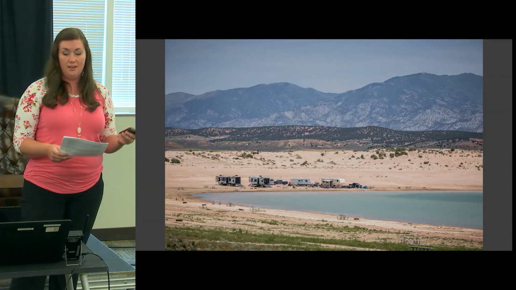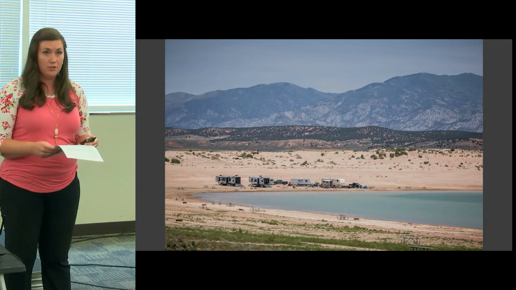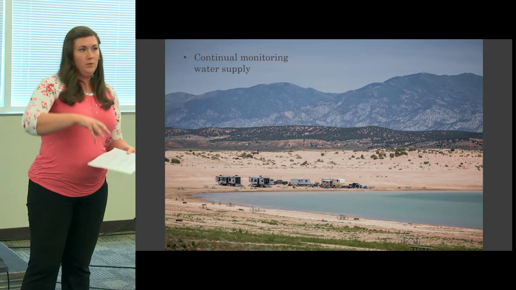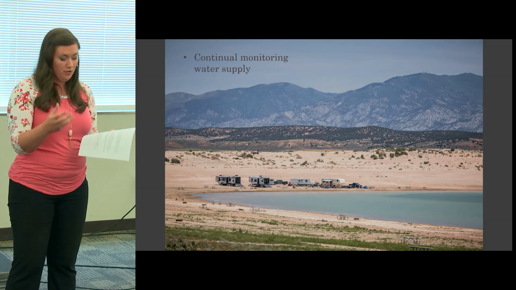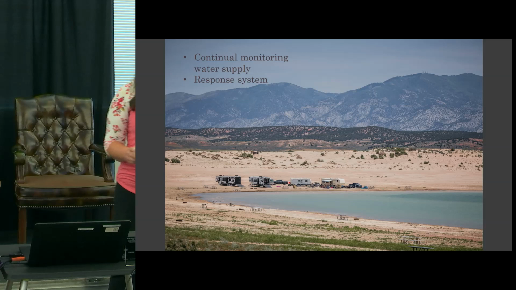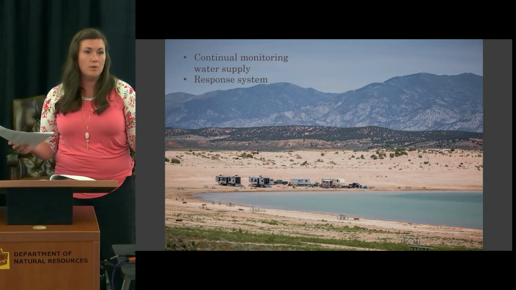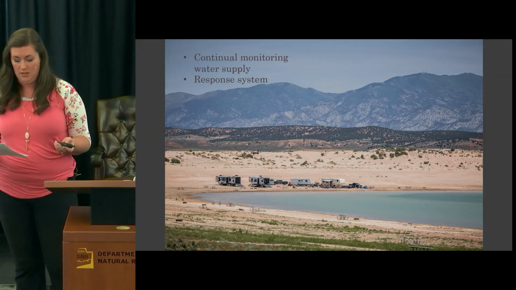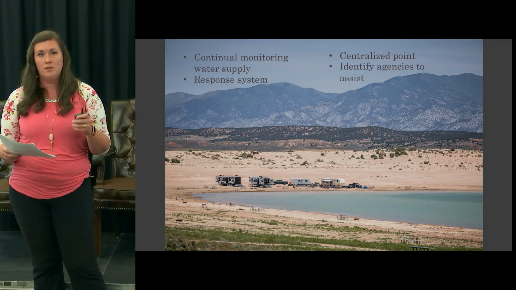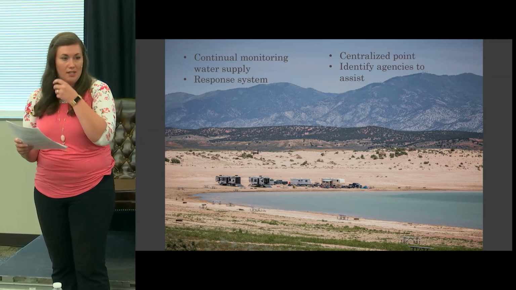To maximize effectiveness of the state drought plan, it must include four different key principles. The first is continual monitoring of the water supply we have available, so that when deteriorating conditions begin, they can be identified early enough for appropriate actions to be taken. Second, you need to have a response system so that you can meet the existing needs and be aware of situations where the needs are beyond local capabilities. Third is a centralized point of coordination and control. And fourth, you need to identify governmental agencies that can have response actions to assist locals in the needs they may have.